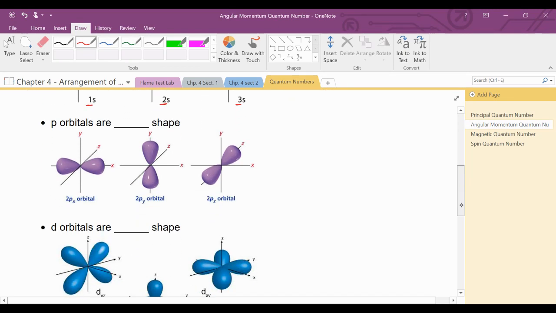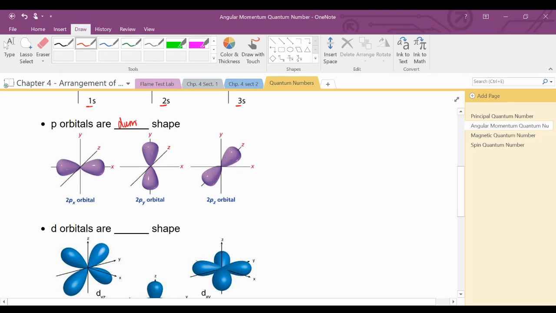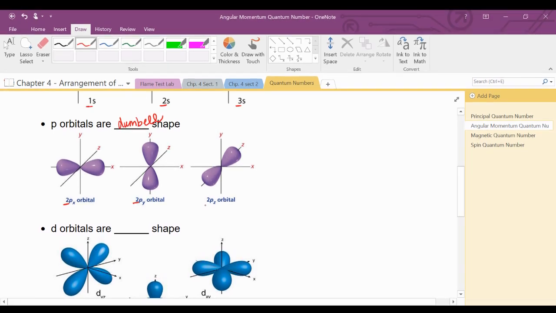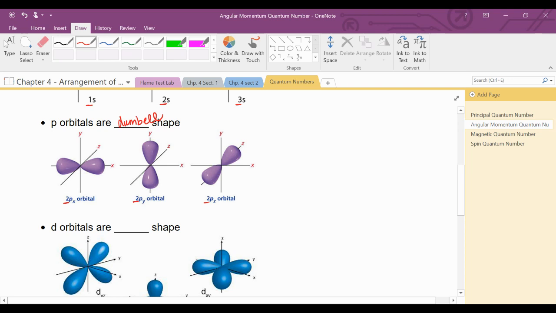All right, the next sublevel is P, and the orbitals within P have a dumbbell shape. If I look at this picture, notice that the number in front of P is all the same. So all of these are found in the second energy level. What makes them different is the axis along which that orbital would lie. So if we're talking about the P sublevel, we can see that there are three orbitals: one that lies along the x-axis, one along y, and one along z.